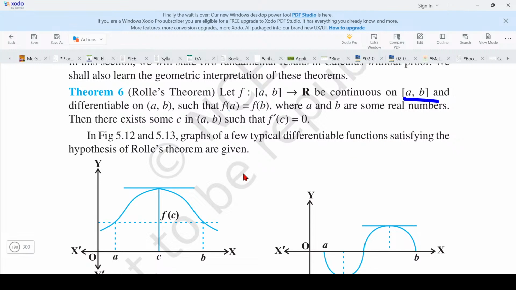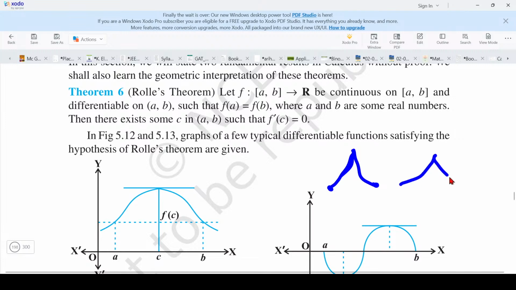Okay. Now, why is differentiability important? Because again, you can start here, you can go like this, and you can come back like this. Here, the point is not differentiable. The slope is never zero. Understood?